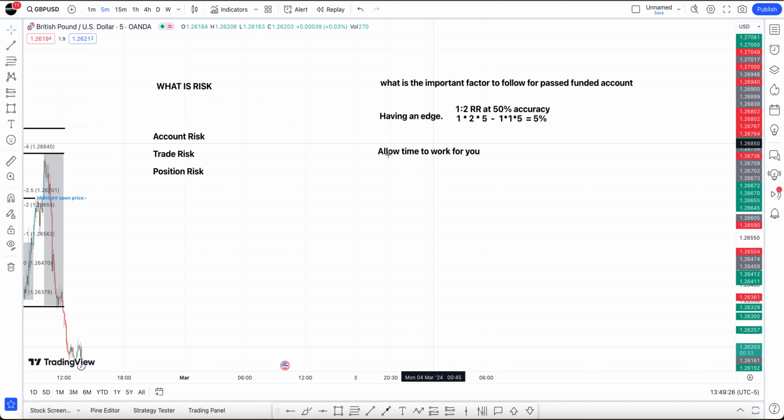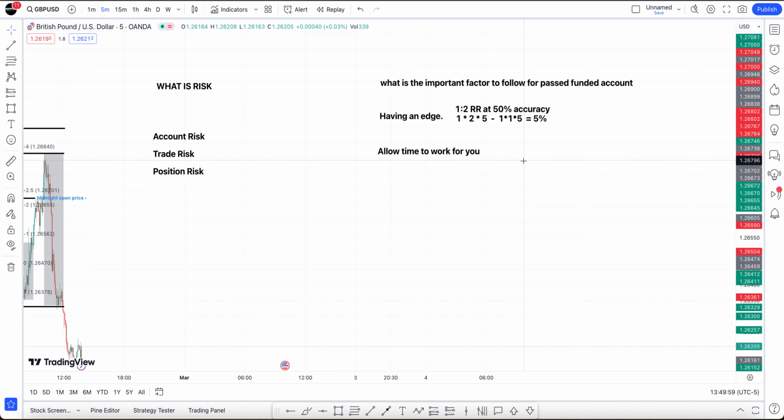I'll go to the second point, and that is: allow time to work for you. You see this formula? After 2 weeks of trading, you'll be up 5%, which means, using the same math and the same logic, after 1 month of trading you'll pass your phase one, and after 1.5 months of trading, so 6 weeks, if you had to start this Monday, 6 weeks into the future you could expect yourself to have your funded account or your phase three account, right?